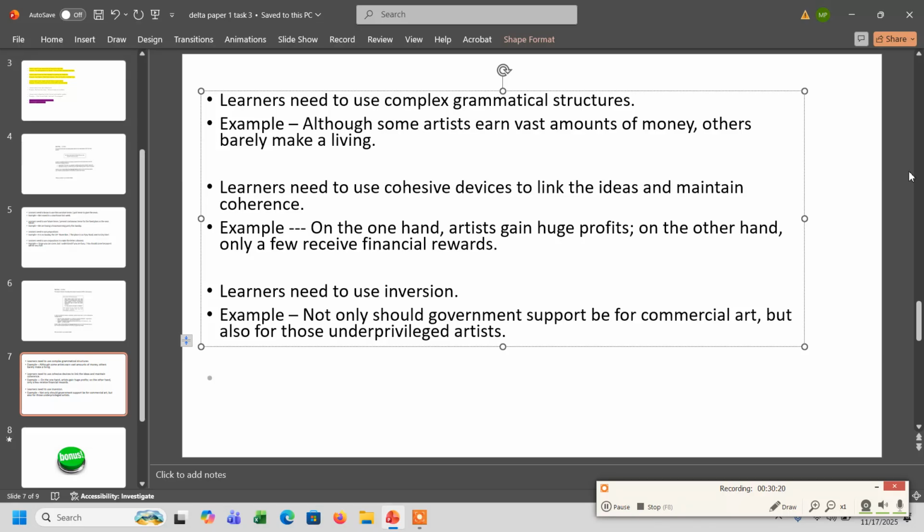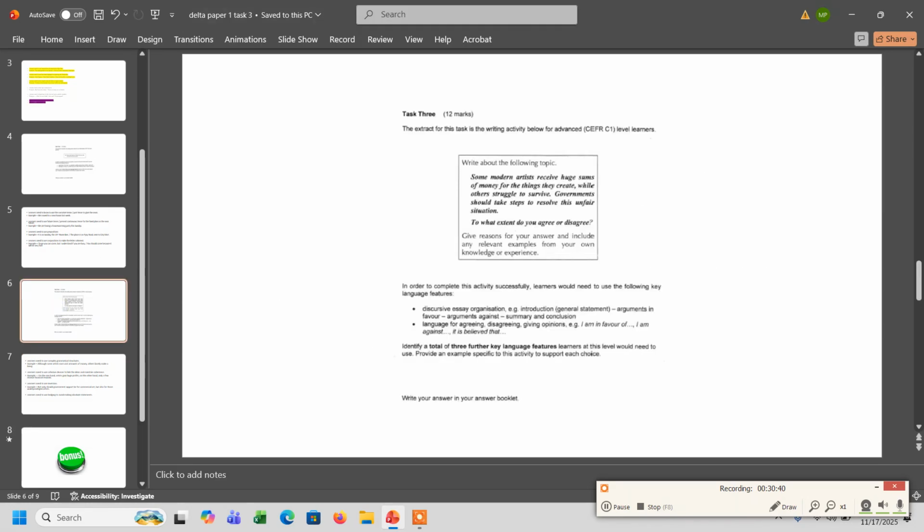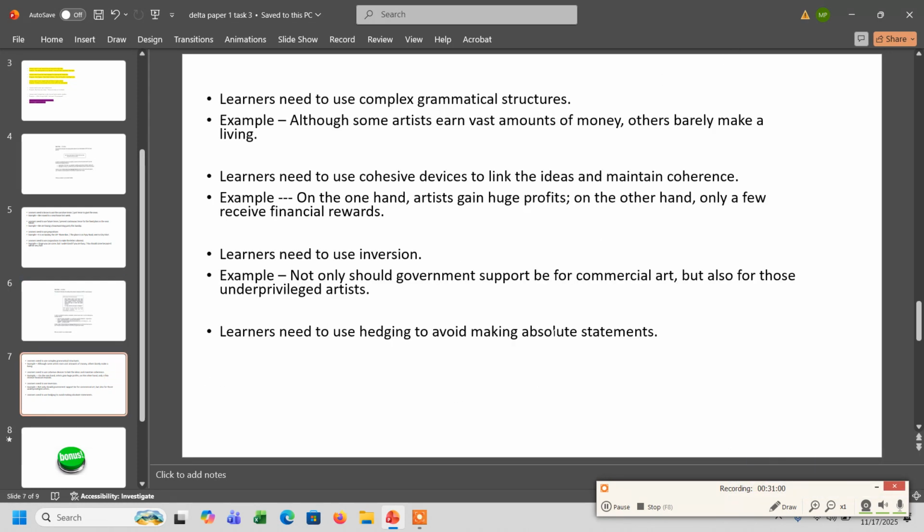Yeah, I was also talking about using hedging, right? Use hedging to avoid making absolute statements, because in those essays, as I'm also training IELTS students, we sometimes cannot say it is 100% sure, right? We need to hedge the sentences to have a balanced and academic tone. So we need to use hedging.